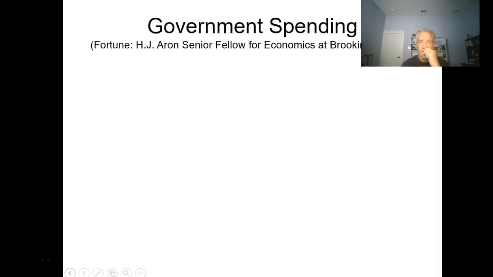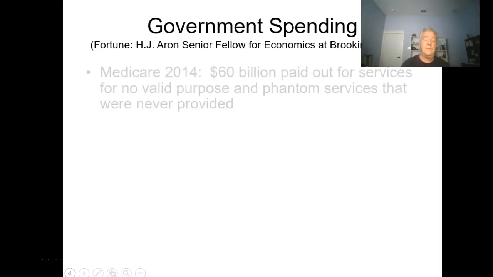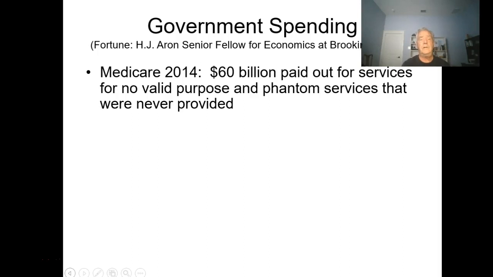All right, A.J. Aaron, an economics fellow at the Brookings Institution, did some analysis on government spending as well. In Medicare, he found $60 billion was paid out for services with no valid purpose and/or phantom services that were never provided. Now, the way this happens is you go to the doctor and he says, yeah, you've got a sore throat, or does your physical, and he bills Medicare more than the service he provided. So you pay a copay and he ends up billing Medicare. This is pervasive. You walk in there, how you doing, doc? Great. He sends a bill to Medicare.